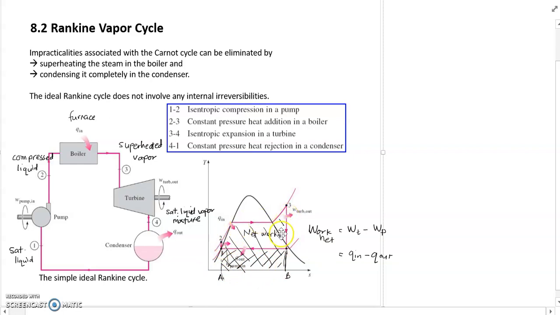And the middle one here, the area under the red curve, the area enclosed by the cycle curve, is your net work produced during the cycle, or sometimes we also call it power. So your net work is equal to the work of the turbine minus the work of the pump, or Q in minus Q out.